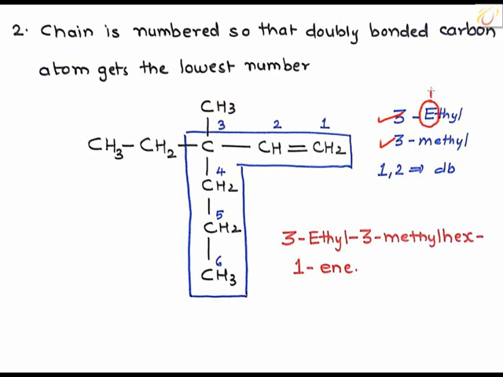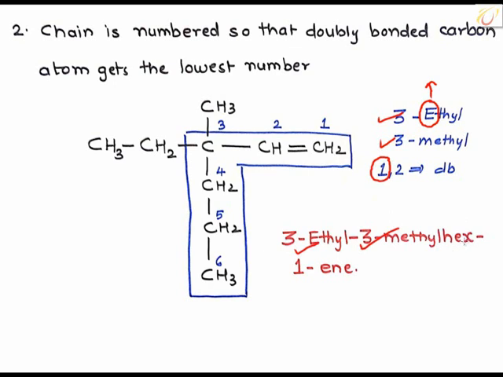While naming, the ethyl substituent must be mentioned first. Further, the double bond is present between carbon 1 and 2. Out of 1 and 2, 1 is the lower number. So how to name this compound? Carbon number 3 has an ethyl substituent. Between word and number, there is a hyphen, 3-ethyl. Again, there is a methyl substituent at the same carbon, so 3-methyl.